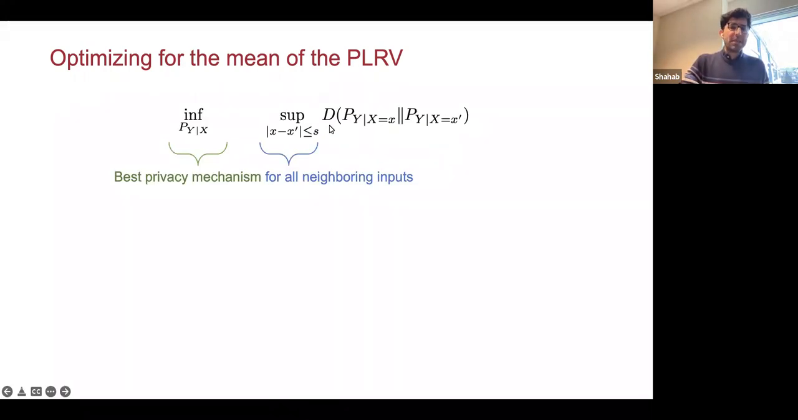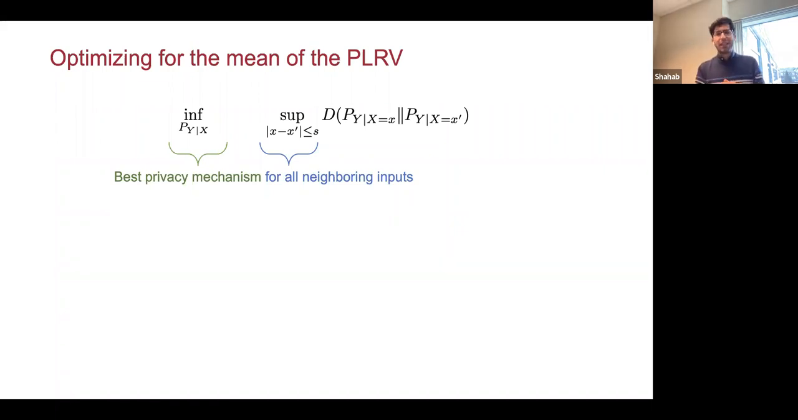Okay, so this is the goal. We want to minimize the KL divergence, and the minimization is taken over the mechanism P(y|x). To be more precise, we are minimizing the worst case KL divergence, the maximum KL divergence. So we are looking at all possible x and x' which satisfy this. Among all this family of x and x', we want to design a mechanism which minimizes the worst KL divergence. Okay, so this is the goal.